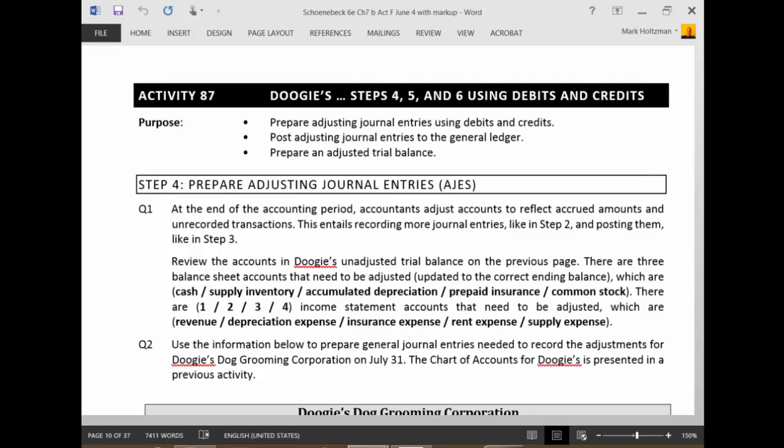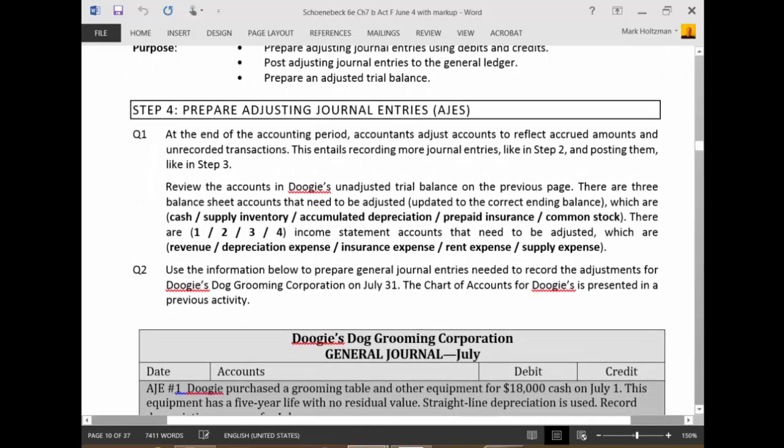The computation of adjusting journal entries is really critical, and it's probably the most difficult. This and preparing the financial statements themselves are probably the most difficult steps in the accounting cycle. At the end of the accounting period, accountants adjust accounts to reflect the correct amounts. Because if you leave it all to routine, there are some things that need to be done once a period that require a little more thought and a little more knowledge about how to do things. And that's what we're going to focus on with step 4.